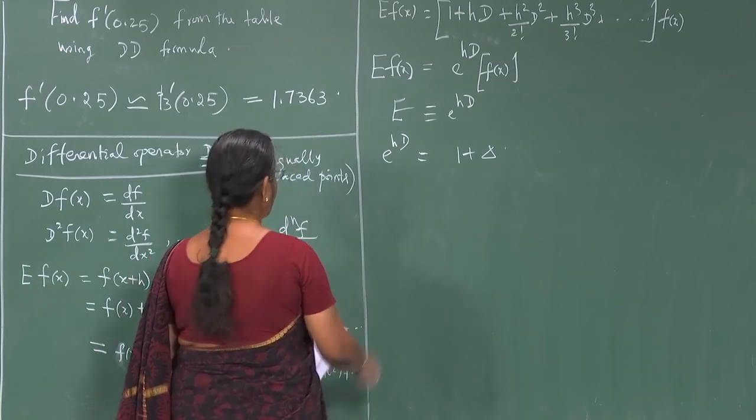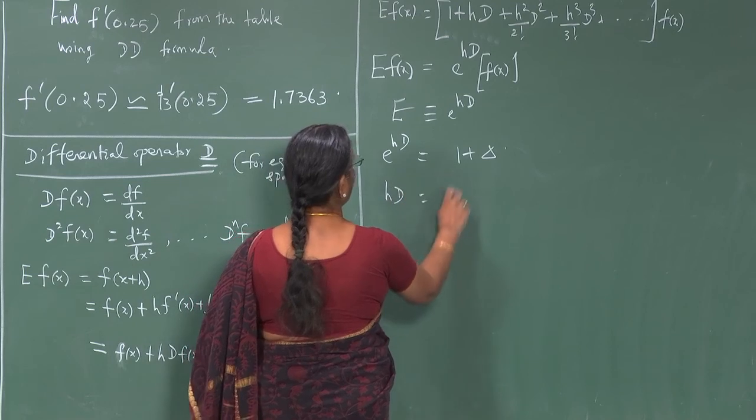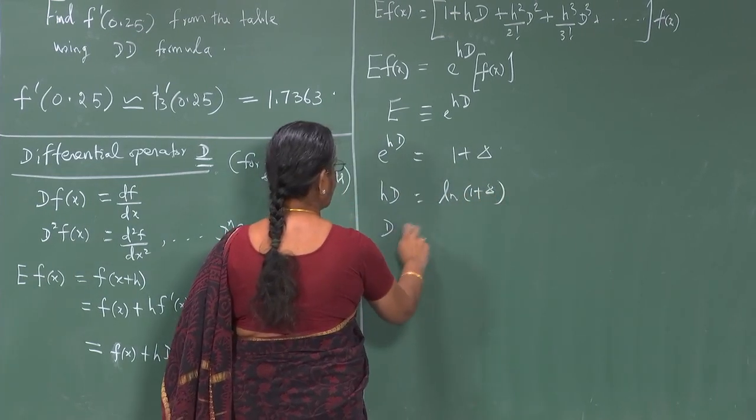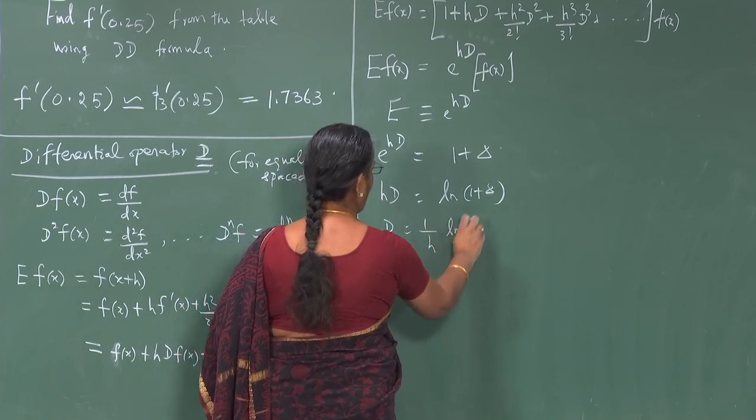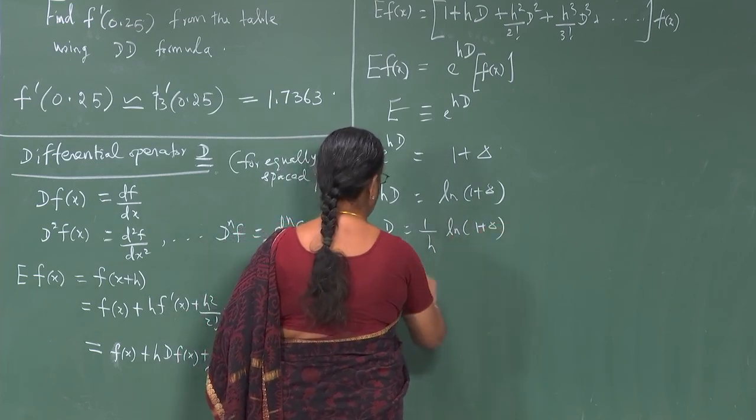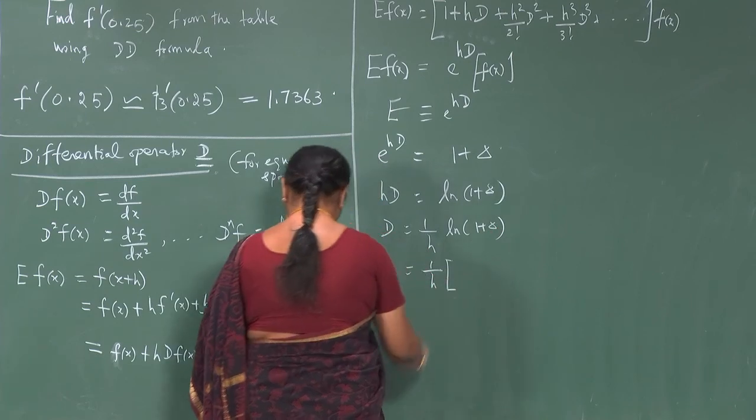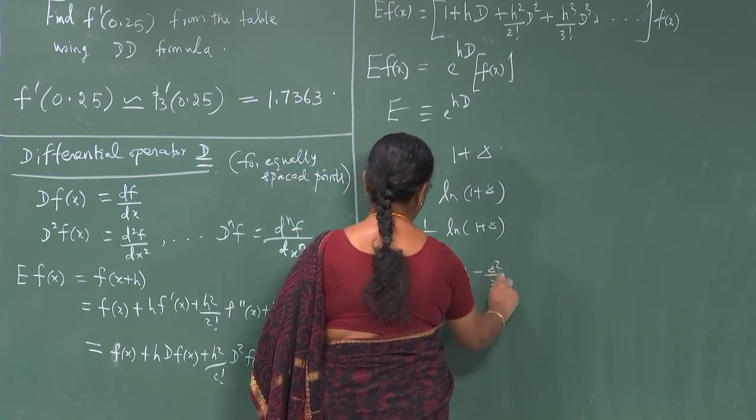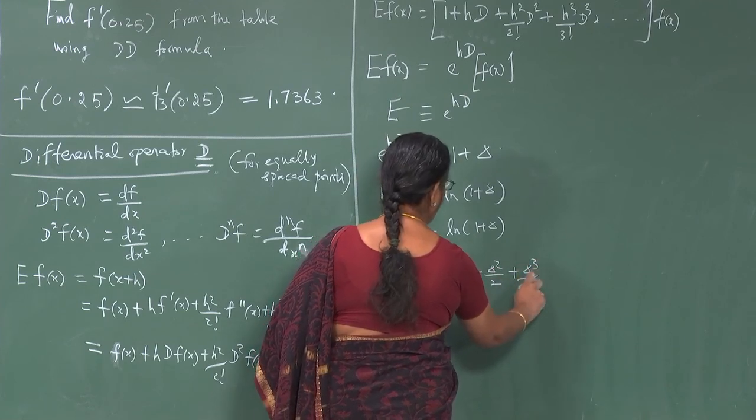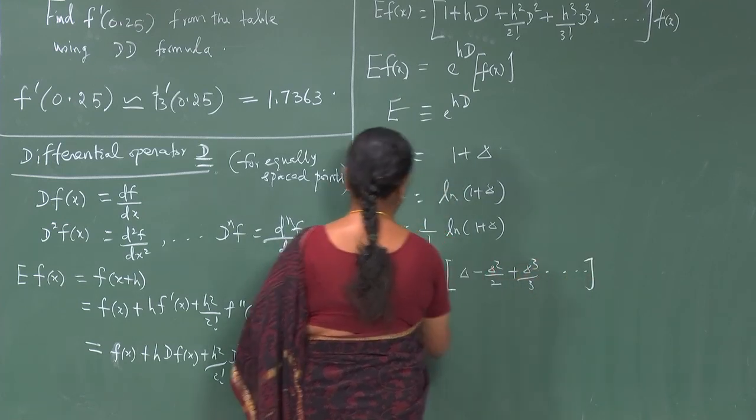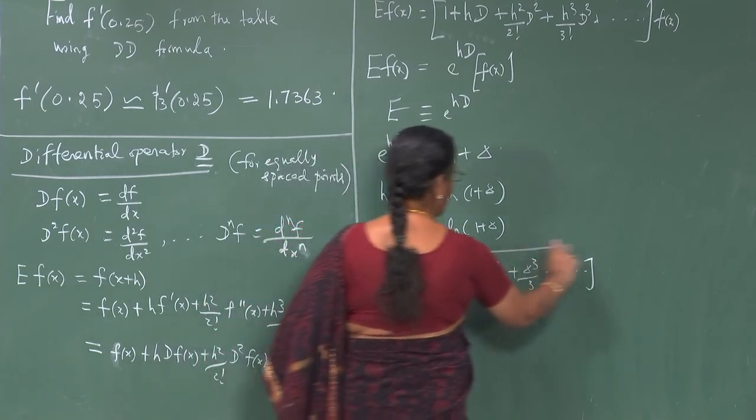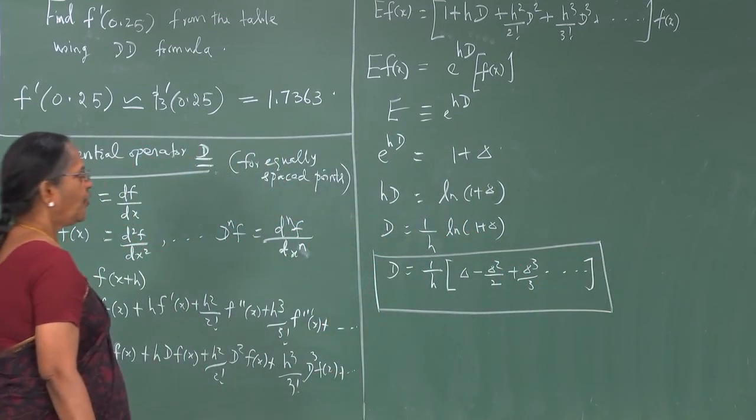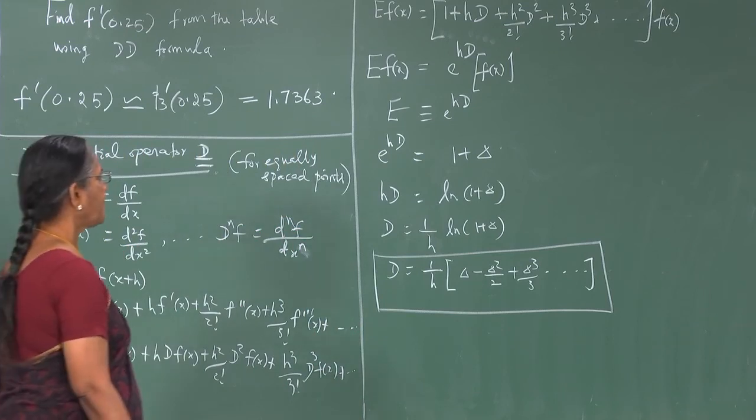So, we have hD equal to log of 1 plus delta. So, D is 1 by h log of 1 plus delta. So, it is 1 by h into delta minus delta square by 2 plus delta cube by 3 and so on. So, that is the derivative operator in terms of the forward difference operator.